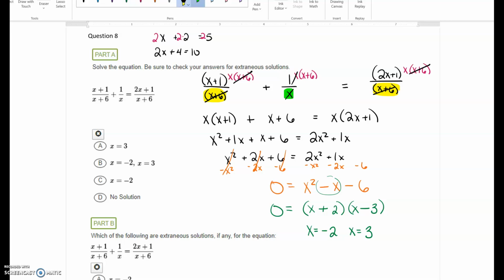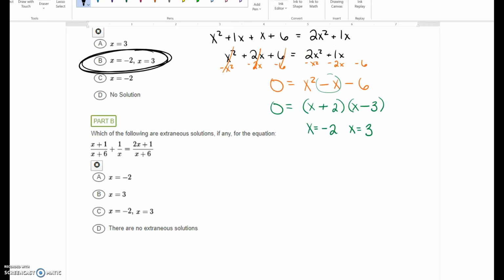Check these solutions back in your original denominator. -2 plus 6, not 0. -2, not 0. So we're good for -2. Check 3. 3 plus 6 is not 0. 3 is not 0. So we're good. Both of our answers work. So -2 and +3 both work.